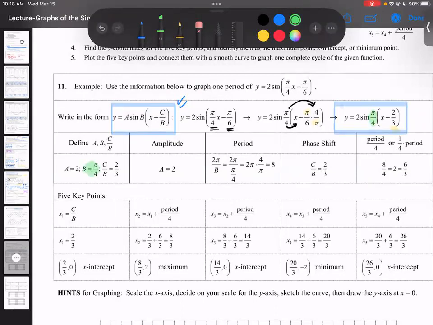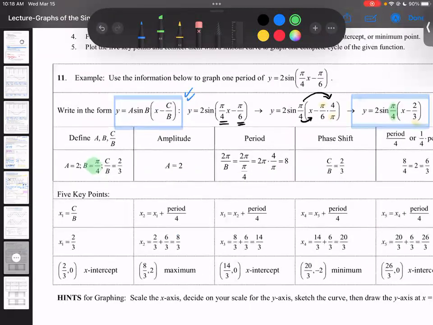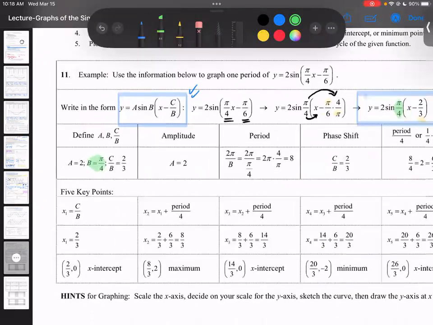Right, that's B. And C divided by B is 2/3. Not negative 2/3, why? Because the formula is x minus C over B. So the minus belongs to the formula, not to C over B. This one, they just allow you to fill it in. So amplitude A equals 2.